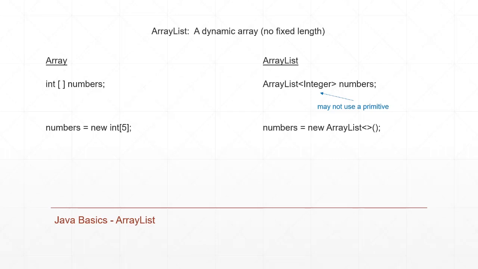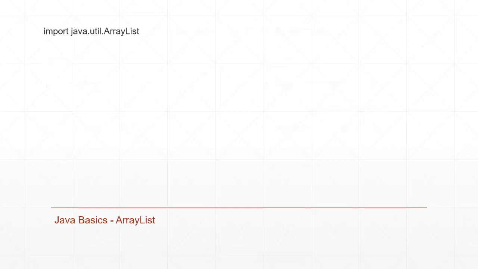Speaking of the length, here's how you get the length of a standard array, and here's how you get the length of an ArrayList. Similar, one has a property of length, one has a method called size. But with the ArrayList, you get a whole lot of other methods. First, here's the import that you're going to need in order to create the ArrayList. Now let's take a look at some of the methods that you get.